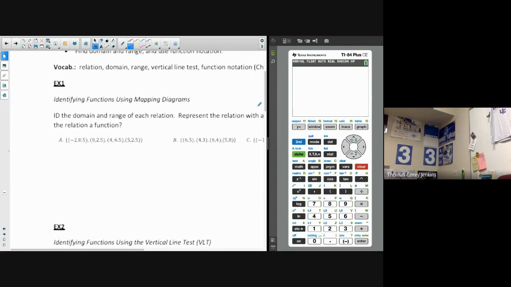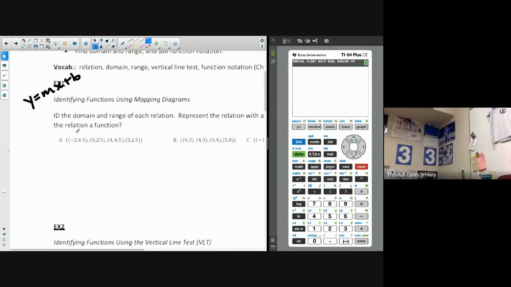Okay, so when we're thinking about functions, we're thinking about inputs and outputs. So inputs are x values, outputs are y values, right? And the variables don't really matter, but when we're thinking about an equation like y equals mx plus b, x is the input, y is the output. All right, so let's go ahead and write out a mapping diagram.